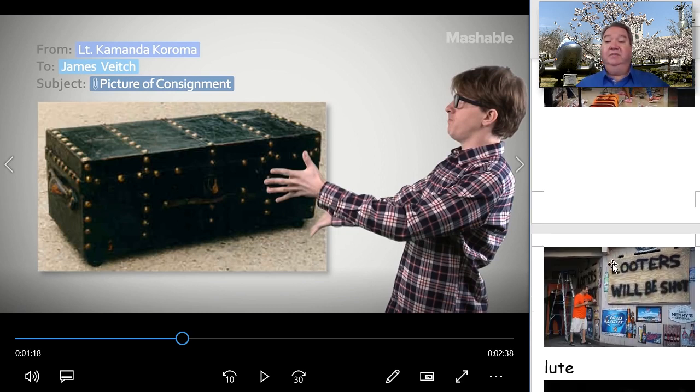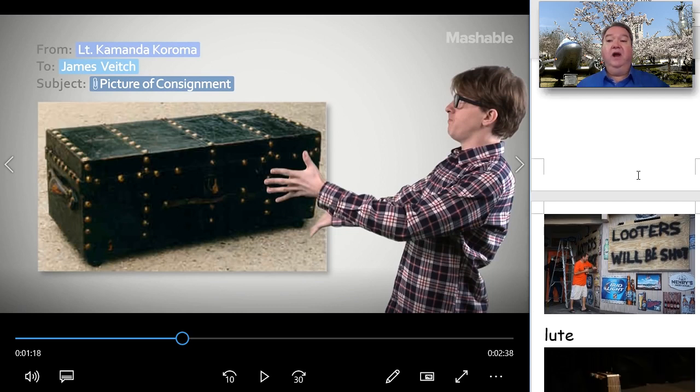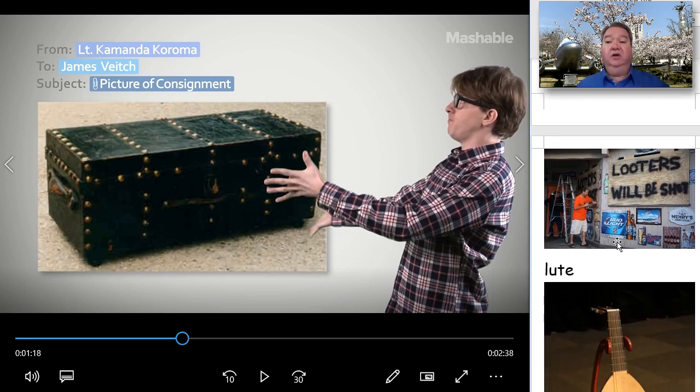And so you'll see sometimes, like during a riot or after a natural disaster, store owners will try to protect their property. And you might see a sign like this: looters will be shot. If you try to steal from us, if you try to take what is not yours during this emergency, during this crisis, during this natural disaster, we will shoot you. We will protect our property.